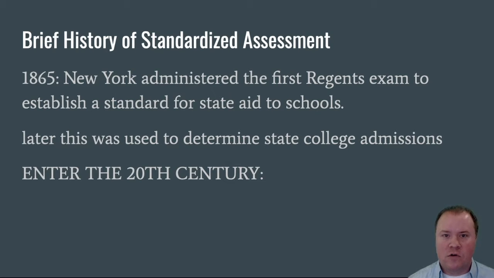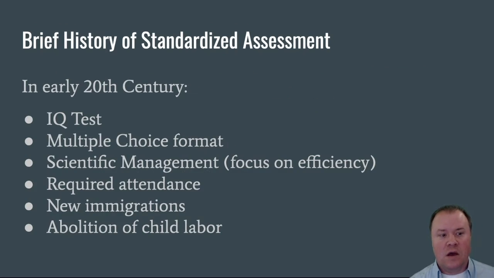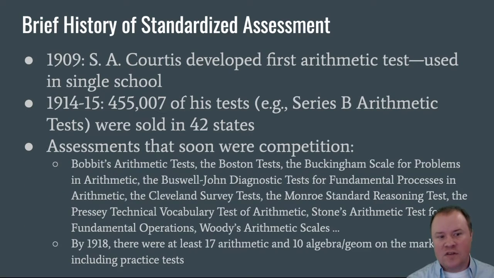And then, of course, we go into the 20th century. During the 20th century, the IQ test was developed. Multiple choice format came into existence. We had a focus on what's called scientific management, which was largely a focus on efficiency, required attendance at school. There were a lot of new immigrants to the United States, and there was the abolition of child labor. So a lot changed about schools and education in the United States at the same time as these standardized assessments were coming into use.